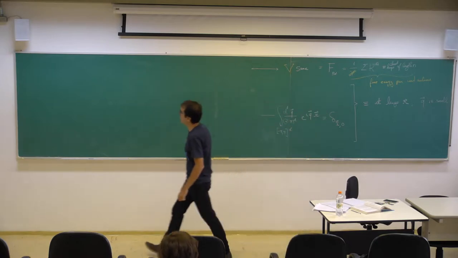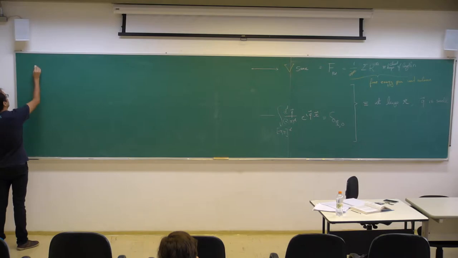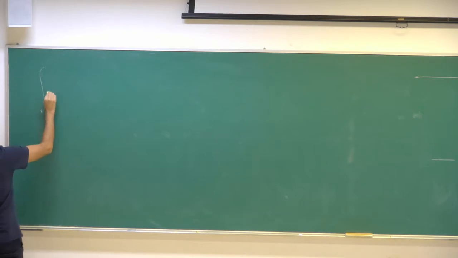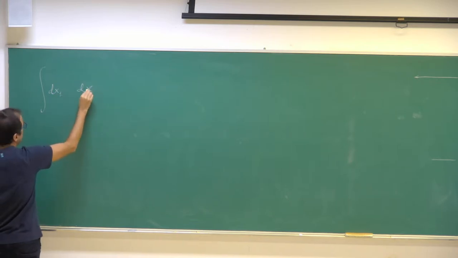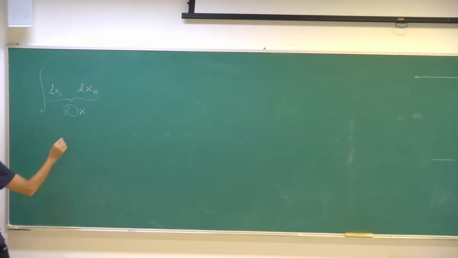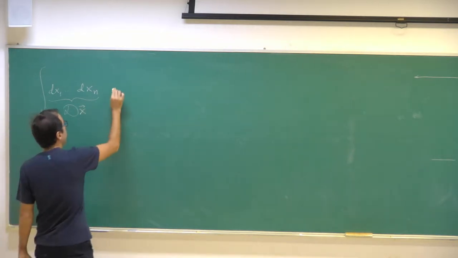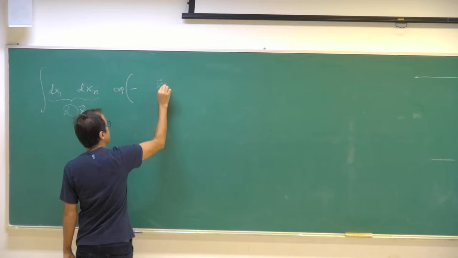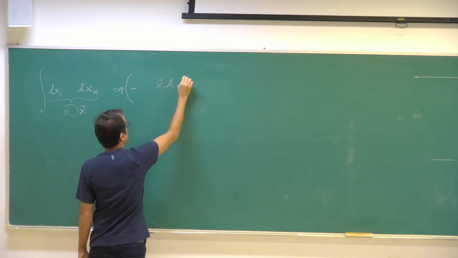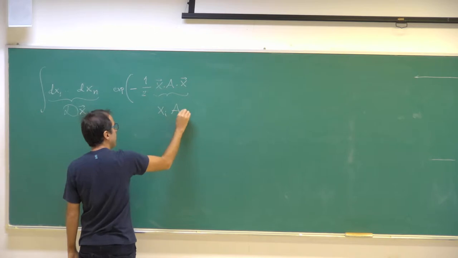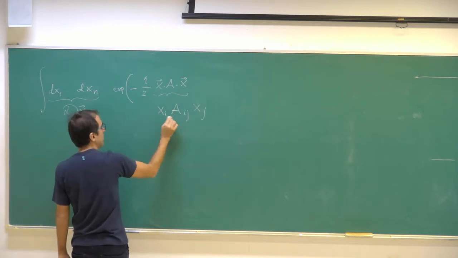So let's see Gaussian integration. What we want to study first is the following. What do I get for the following integral, which is a Gaussian, where I have n variables, x1 to xn, that I will now indicate like this, dx, where x is a vector, where, let's be very explicit, this means x_i A_ij x_j, with sum over repeated indices.